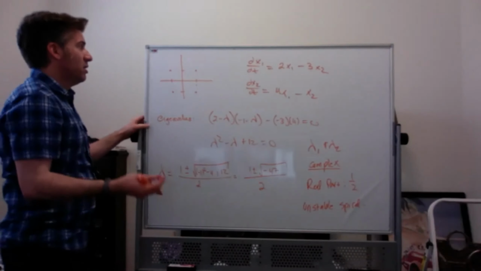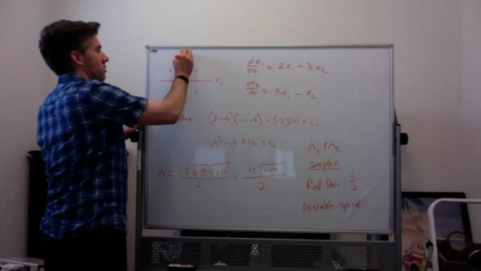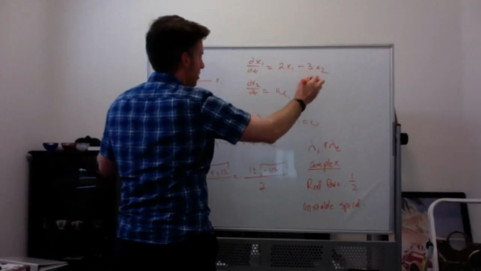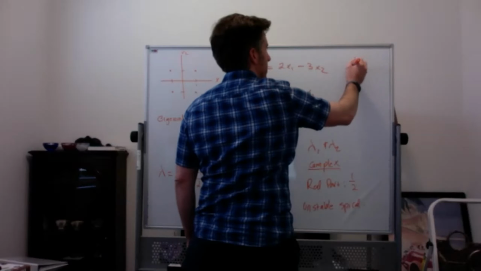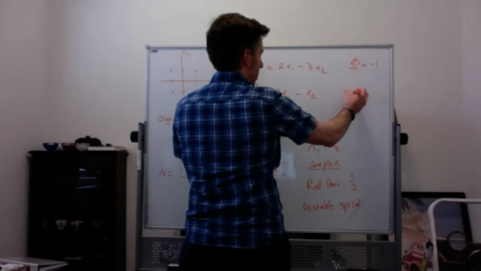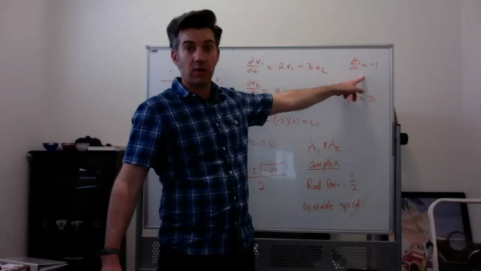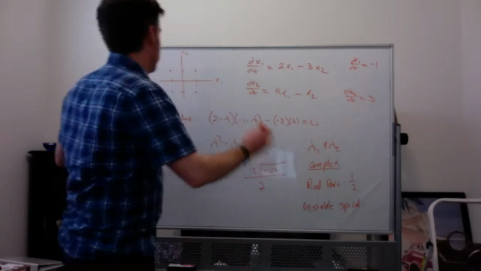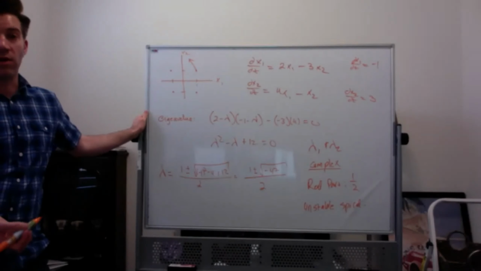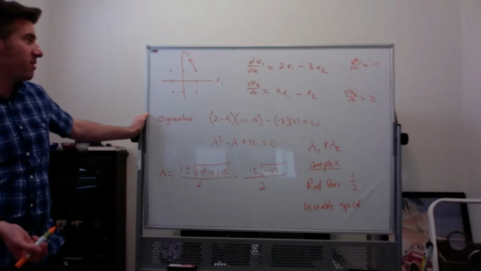So if I plug in x1 equal to 1 and x2 equal to 1, here's what I get. I get dx1 dt equal to 2 minus 3, so dx1 dt is negative 1. And if I plug in 1, 1 here, I get 4 minus 1, which is 3. So dx2 dt equals 3. This means I'm going negative 1 in the x direction and positive 3 in the y direction. So from here, I'm going left and up. And already, I'm pretty well convinced that I am going counterclockwise. There's no way from here that I could start going clockwise.